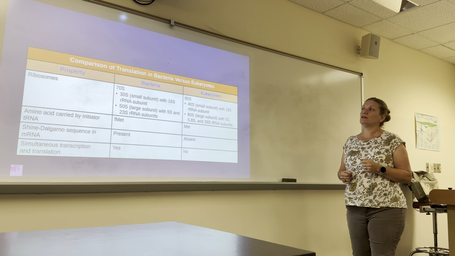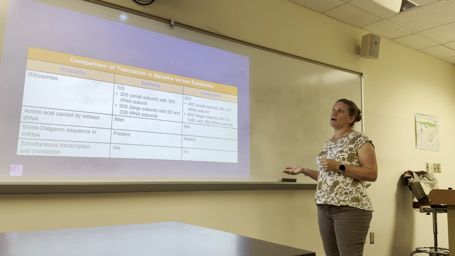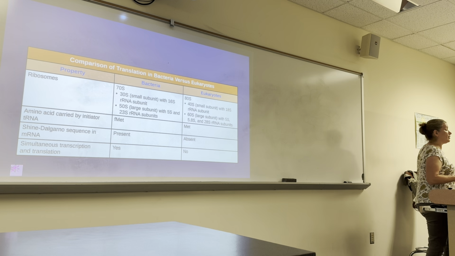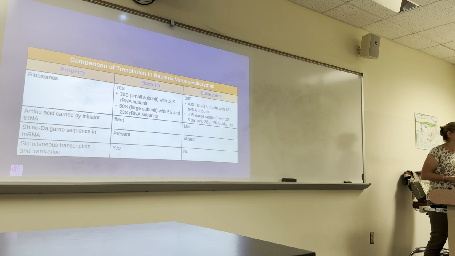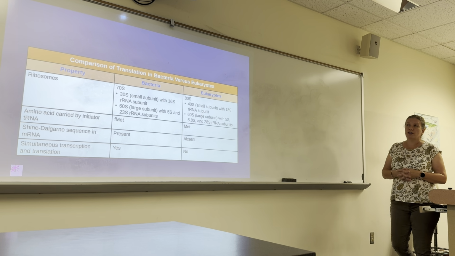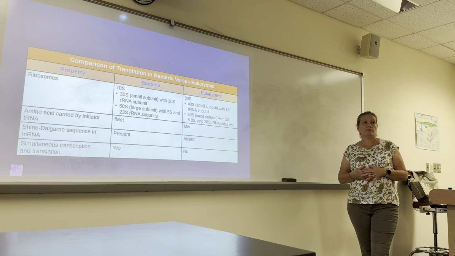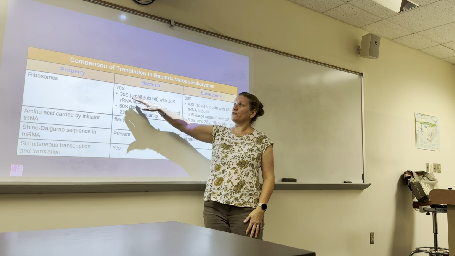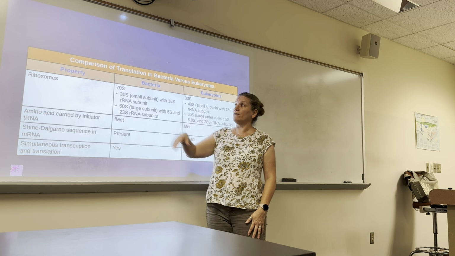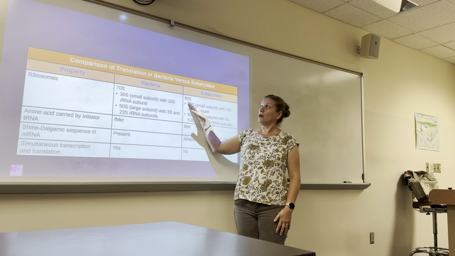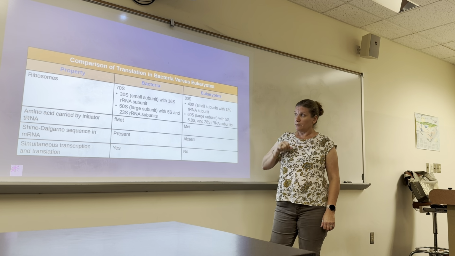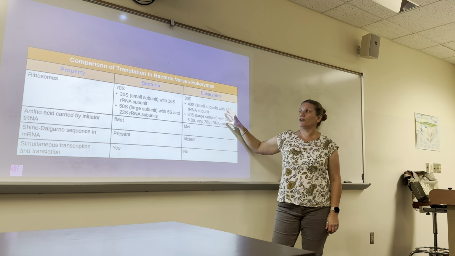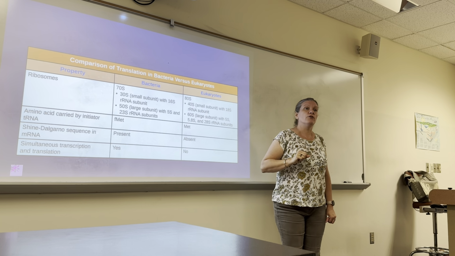Comparison of translation in our bacteria versus eukaryotes. So our prokaryotes versus our eukaryotes. Well, to start off with, we already know the ribosomes are different. We've actually covered that in the first unit. The ribosomes for the bacterial cells are the 70S as compared to the eukaryotic cells. It's a larger ribosome, and it has to do with the proteins and the ribosomal RNA that are found in those structures.